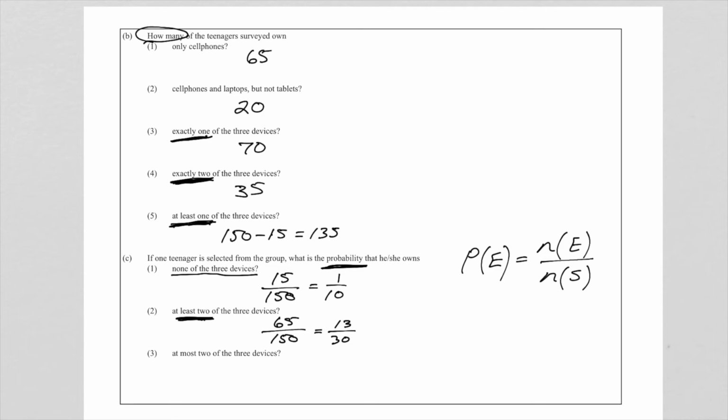So now for our last question in this example. This question says at most 2 of the 3 devices. So we don't want more than 2 devices, but we want less, because at most means it's a maximum. 2 of the 3. That is what at most means, not more. We want 2 or less.